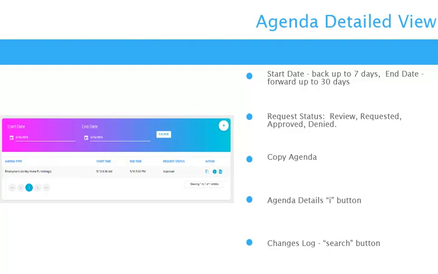In this screen, you can also see the status of your leave requests. You can copy an agenda request to a future date from this screen as well. We will go into more detail about that later. The blue eye icon will show the agenda details. The blue search button will show you any changes made on that agenda request.